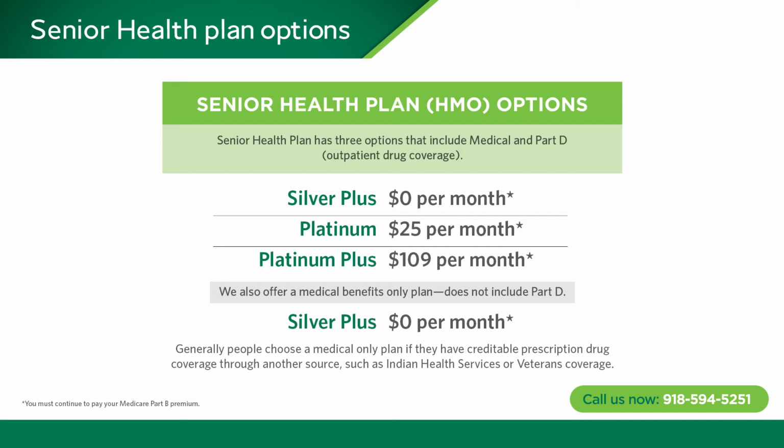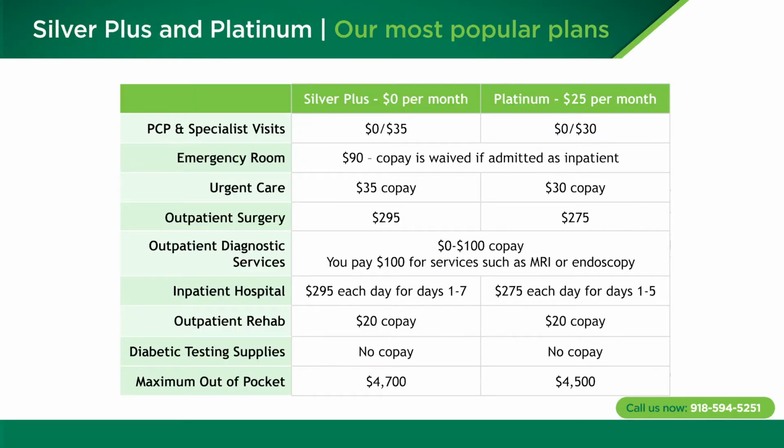So now let's look at your options with Senior Health Plan. You'll see here that we have 3 plans that include both medical and Part D coverage and 1 medical-only plan. Most people need a plan that includes both medical and Part D, so we'll cover those first. Our most popular plans are Silver Plus and Platinum. You'll see here a comparison of the plans. The Silver Plus plan has no monthly premium. Now it does have higher copays for some services and a higher maximum out-of-pocket.